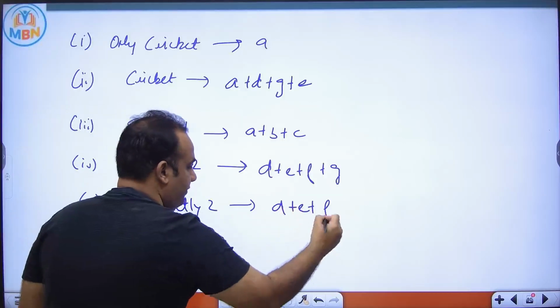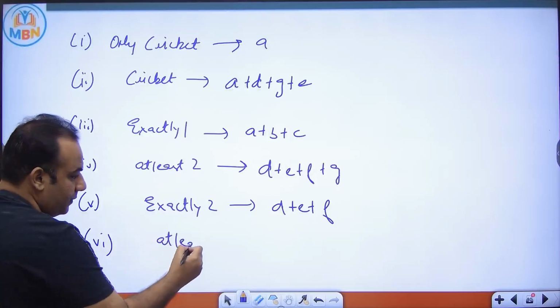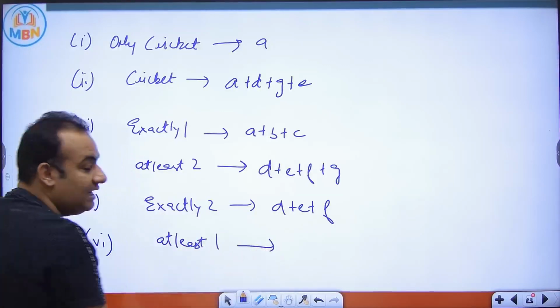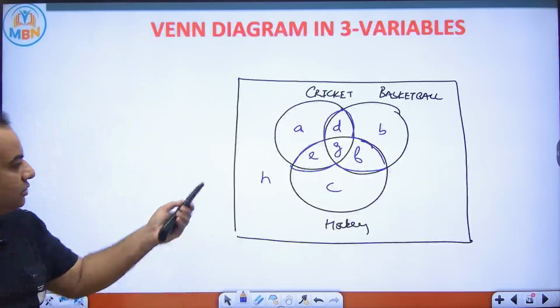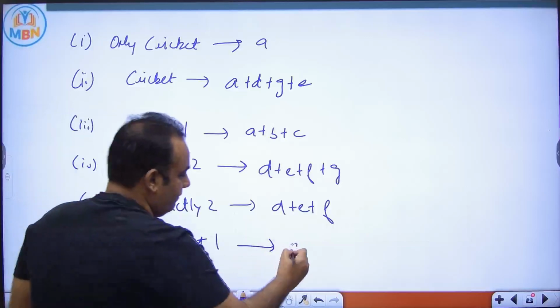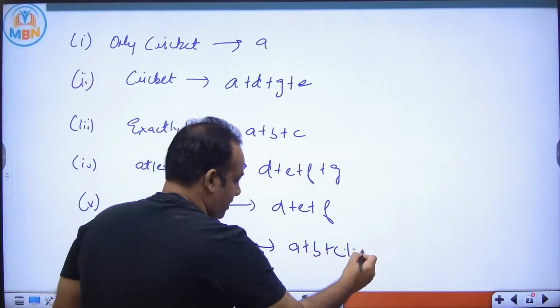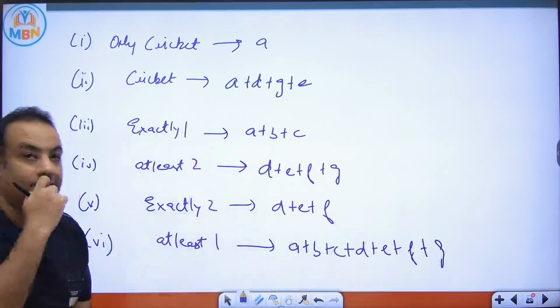D, E, F. Now if I ask you those who play at least 1. At least 1 means they are playing any sport. So all the regions will be taken except H. So the answer is A plus B plus C plus D plus E plus F plus G. Now this is very easy.